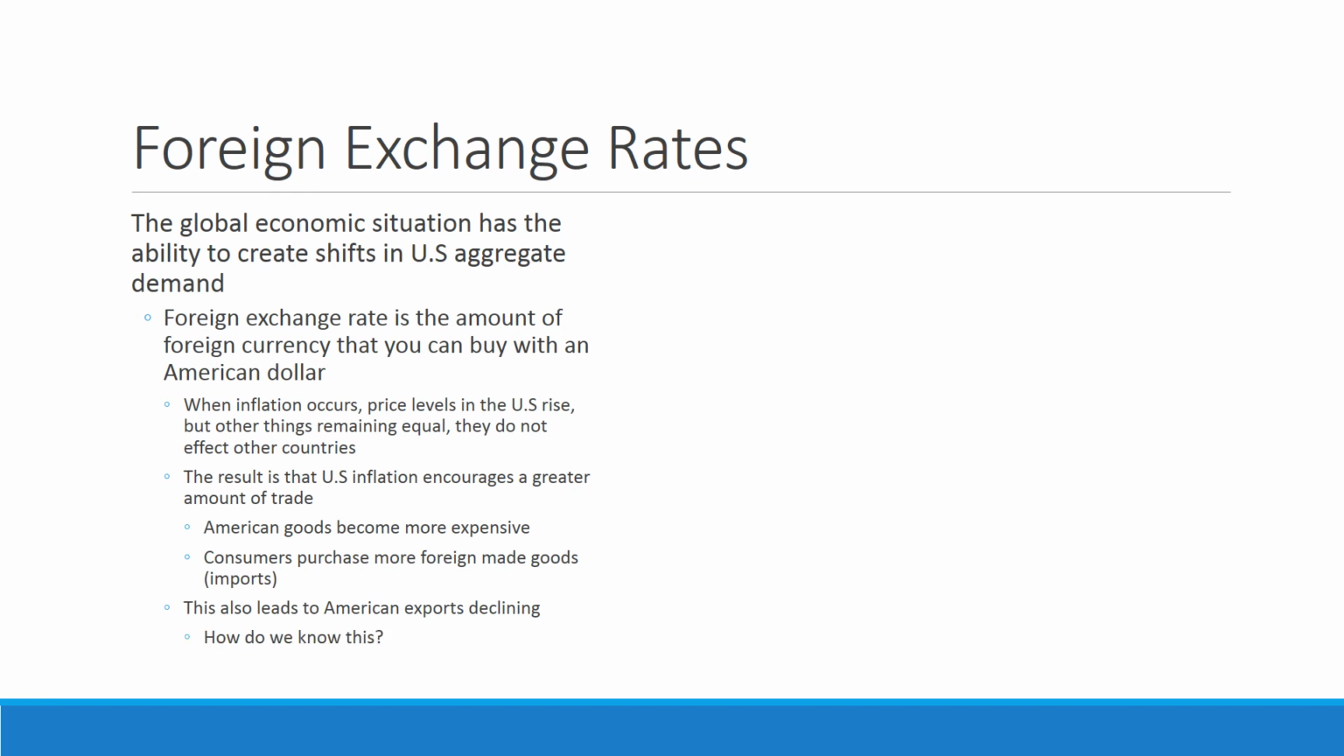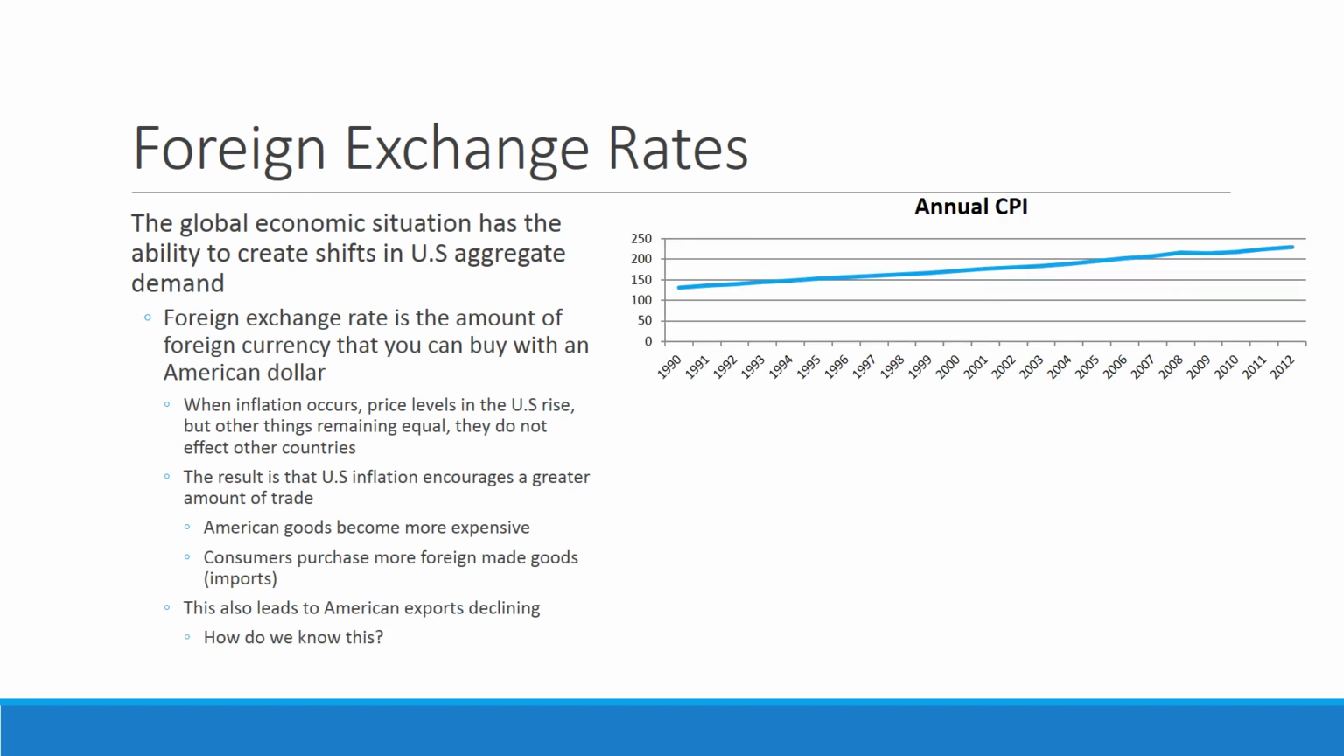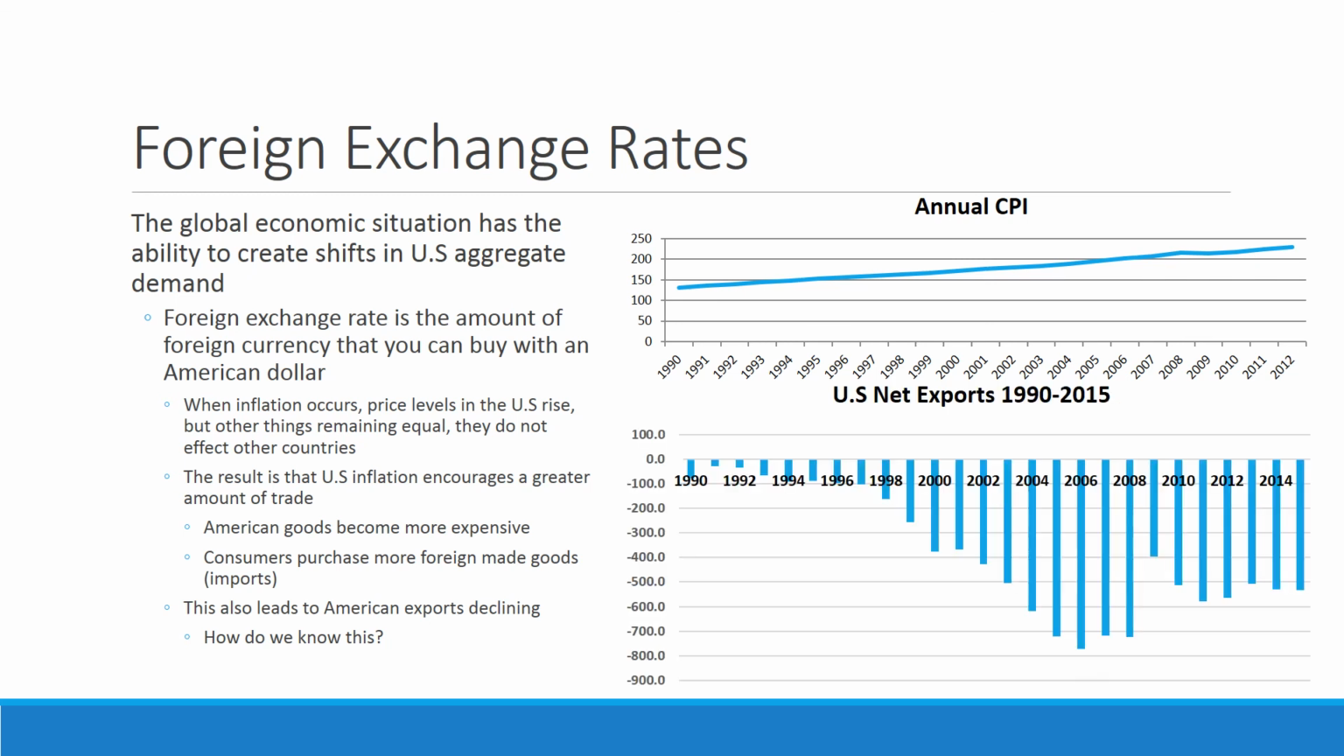So how do we know this? Where's our proof? Well, we can look at one here. So here's prices, 1990 to 2012. What we notice, of course, is an increase in prices. The CPI level went up. Now look at net exports, same time period. Pretty simple.